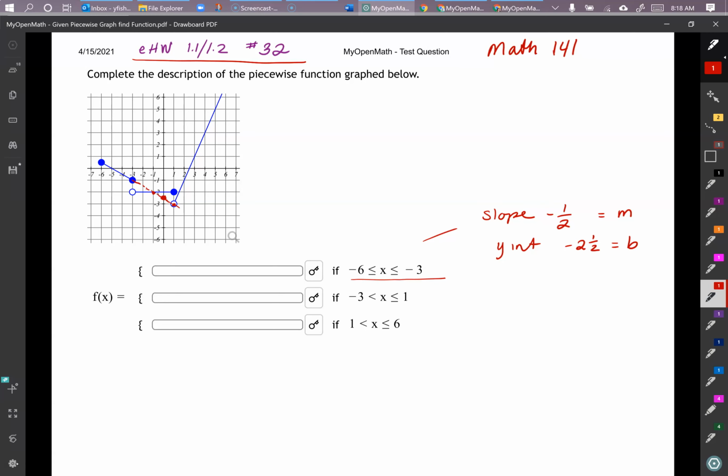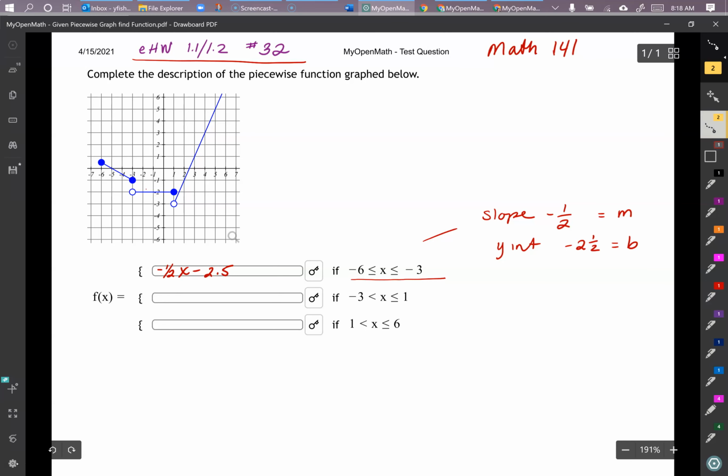I actually did test this out, and it does take it. If you enter -1/2 x minus 2.5 and hit submit, that one will work. So sometimes we just need to extend the line a little, in an imaginary way.